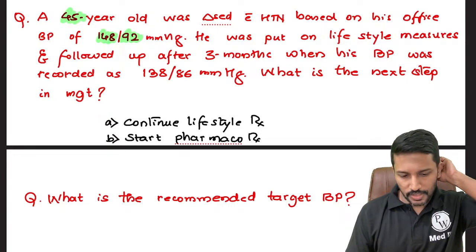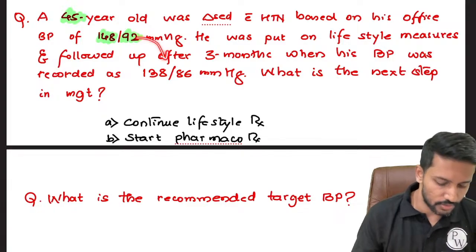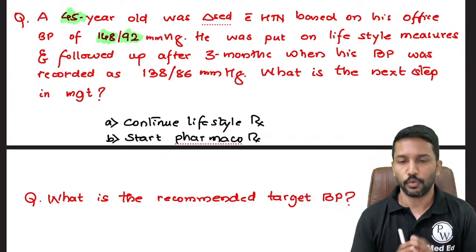So the guidelines say we should start pharmacotherapy. But why? The BP has dropped significantly, right? 148 to 138, 92 to 86. Well, there is an important point to learn here.